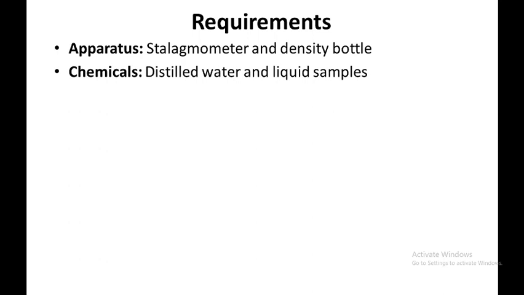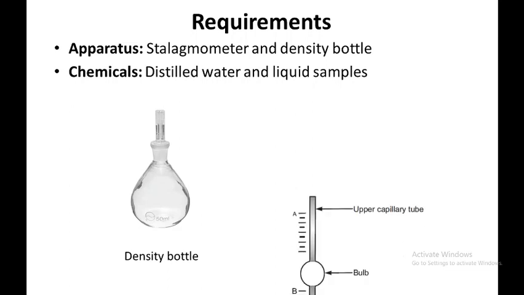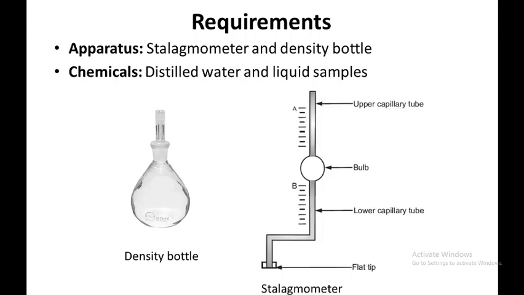Which apparatus are required for the determination of surface tension using the drop count technique? First is the stalagmometer and second is the density bottle. This density bottle is a glass bottle of 20, 25 and 50 ml capacity with a stopper fitted onto its mouth. The role of the stopper is to prevent the loss of volatile liquid. The second apparatus is the stalagmometer. The stalagmometer is a pipette having capillary above and below.